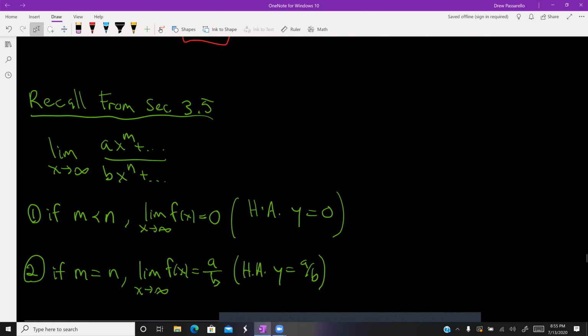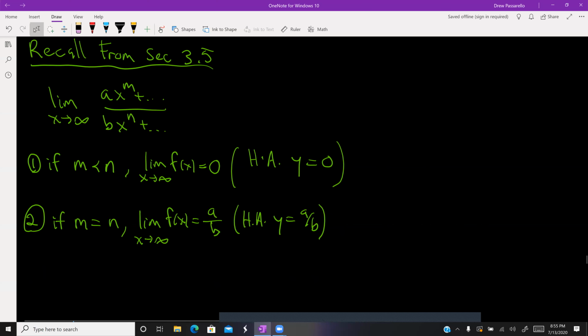And then I wrote here, recall from section 3.5, where we dealt with infinite limits, I focus on the leading terms, top and bottom, like ax to the m divided by bx to the n. And you just see, is the top exponent smaller than the bottom exponent? If it is, then 0 is the infinite limit. It means the same thing as a horizontal asymptote y equals 0. Now, if the exponents are the same, then it's the coefficients of the leading terms, a divided by b. Same thing as having a horizontal asymptote of a divided by b.